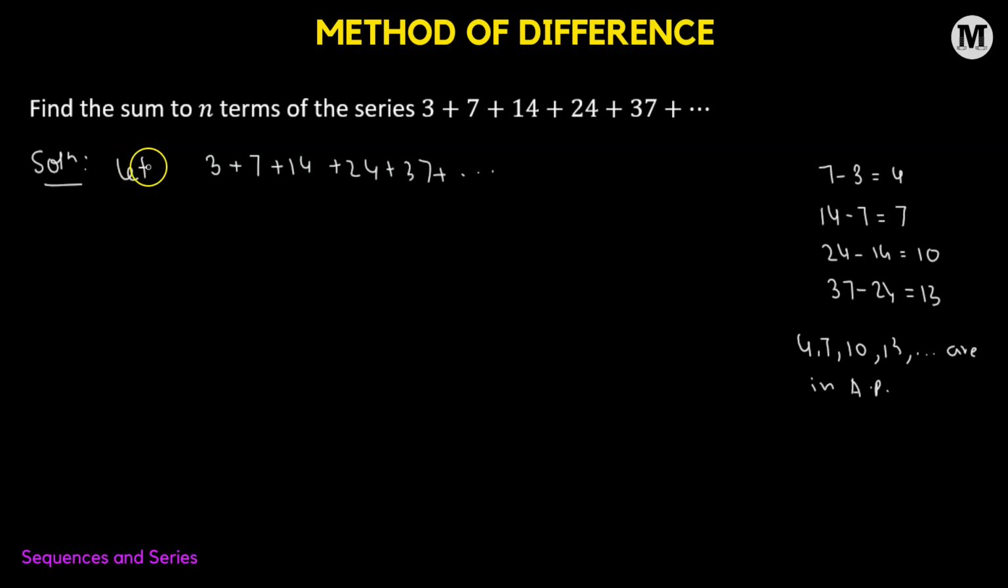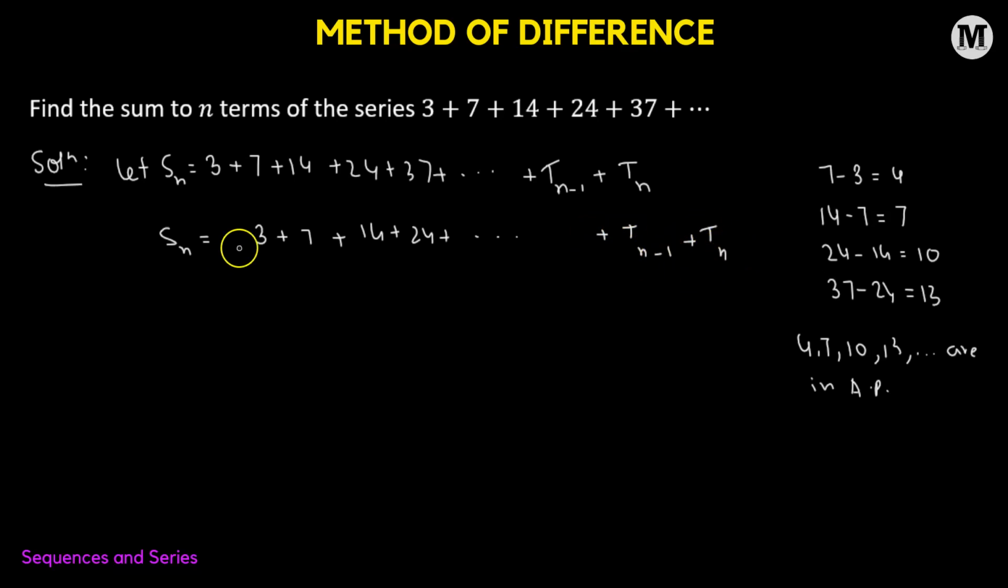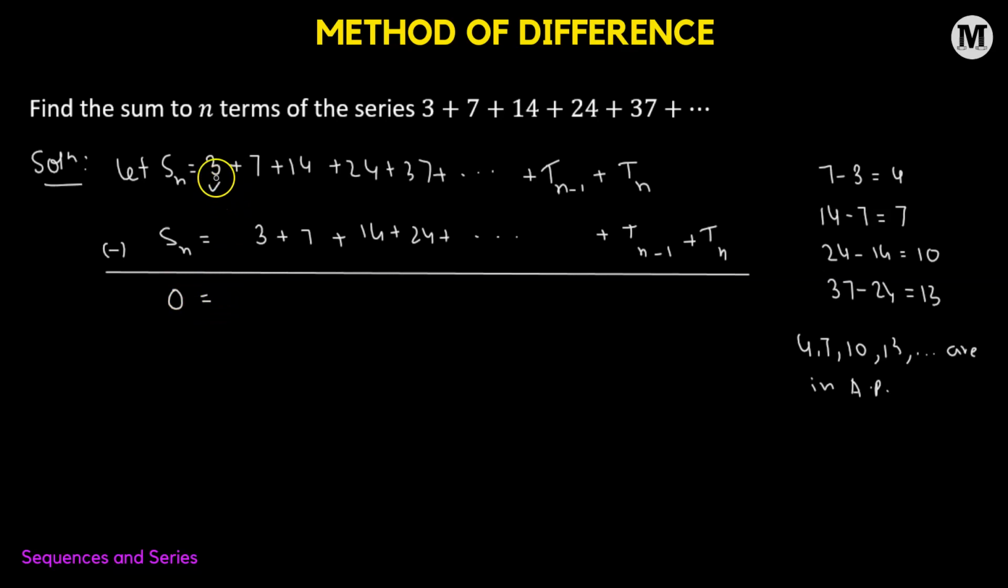So let us begin by supposing that Sn represents the sum to n terms of the original series and its last term is given by Tn. Tn is representing the last term, then Tn minus 1 is going to be its second last term. Now we'll be considering the same sum Sn. So we have 3 plus 7 plus 14 plus 24 going all the way up to Tn minus 1 added to Tn. Now we're going to perform a subtraction here. On the left hand side we have Sn minus Sn, that's equal to 0. This is going to be equal to, we'll keep the first term of the first series, that is 3, intact.